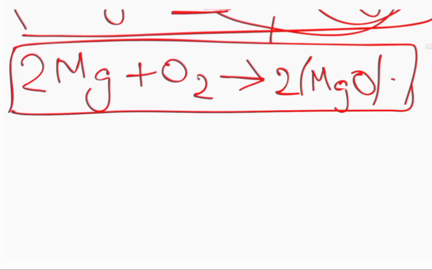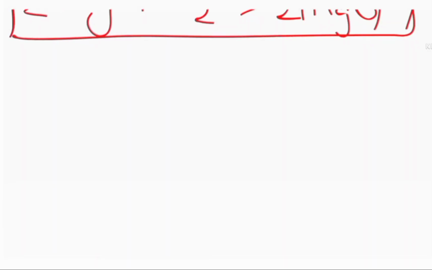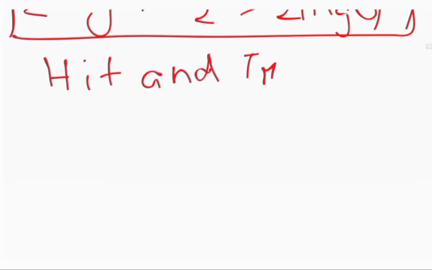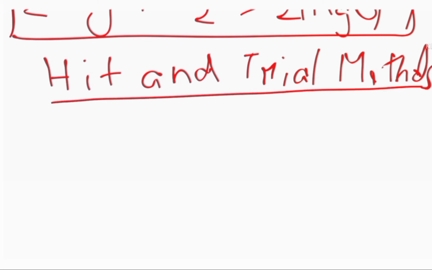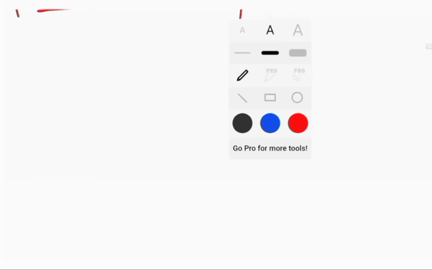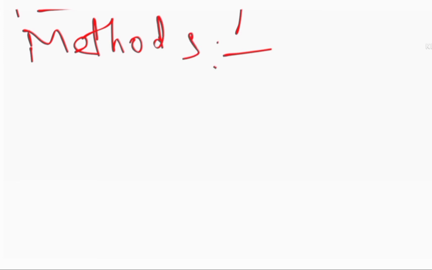For balancing chemical equations, we use the method that is hit and trial method. But this method is very limited. This method is not able to balance big chemical equations. So today we will discuss the other method by which we can balance all chemical equations, either big or small.